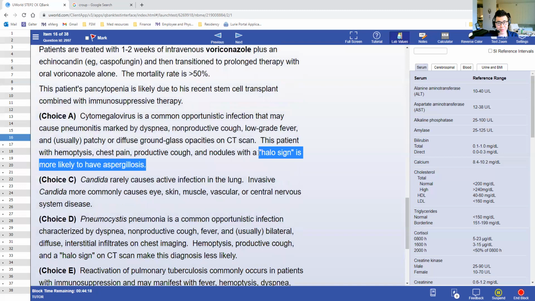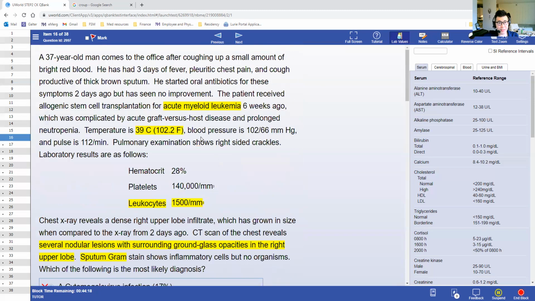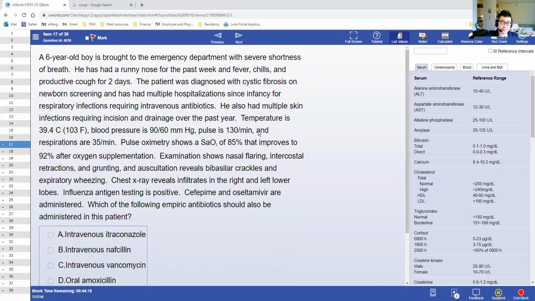All right, so either you know this question or you don't. This is referred to as the halo sign, and only aspergillosis has that. I did not know that. I think I actually suspected it, but I talked myself out of it. Second guessed myself. So yeah, I just need to make a stronger mental note of that. All right, this is probably going to be the last question for this part.